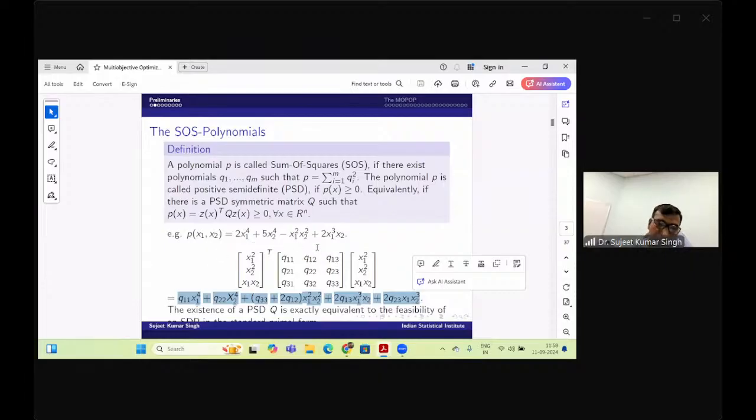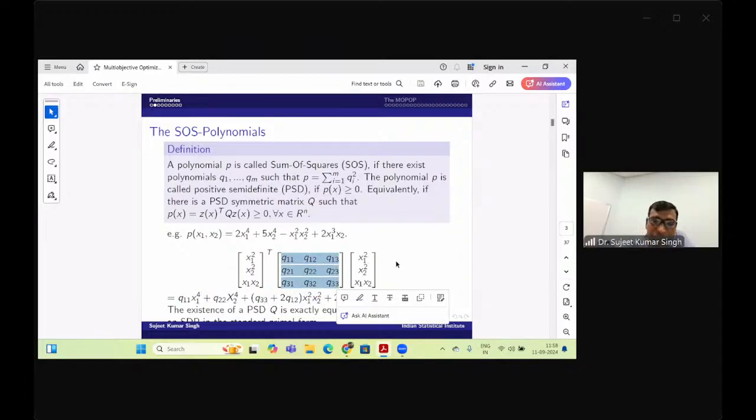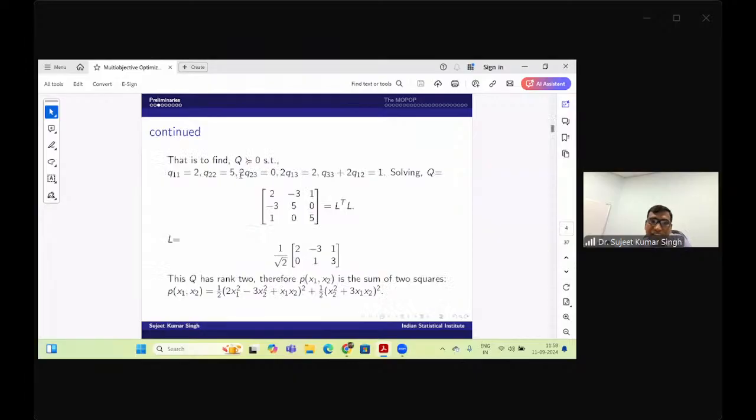And then if this qij forms a positive semi-definite matrix, then we will be able to tell that this polynomial p can be expressed as a sum of square polynomials, and that expression will be something like that. Solving for qij will give a matrix q something like that. Further, decomposing this matrix q into L transpose L, where L will be something like that, we find the sum of squares representation of the given polynomial.